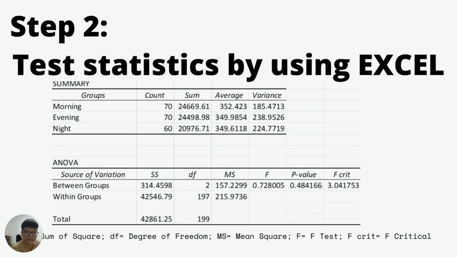We know that we have 3 different shifts: morning, evening, and night. The total count for each shift is 70, 70, and 60 respectively. And the sum, average, and variance are also automatically calculated. From here, SS is the sum of squares, DF is degrees of freedom, MS is mean square, F is the F statistic, and F critical.